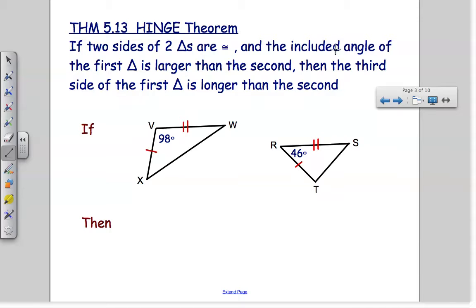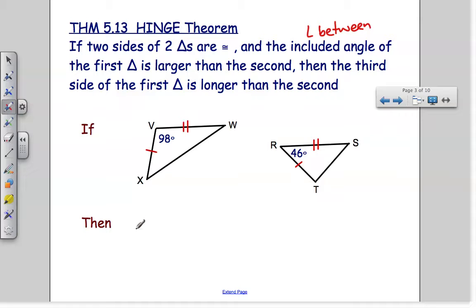And if the included angle, remember included angle is the angle between the two sides you're looking at, so the included angle of the first triangle is larger than the second. Yes, the included angle here was 98, which is larger than the included angle here of 46 degrees. Then what can I say? I can say the third side of this first triangle, side XW, is longer than this third side of this triangle, or ST.